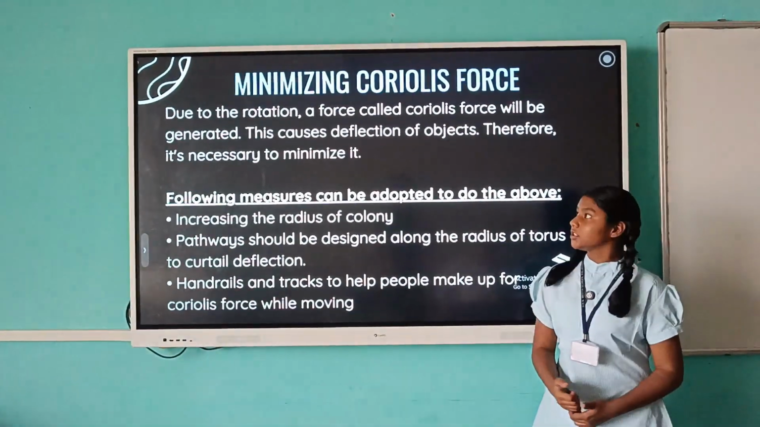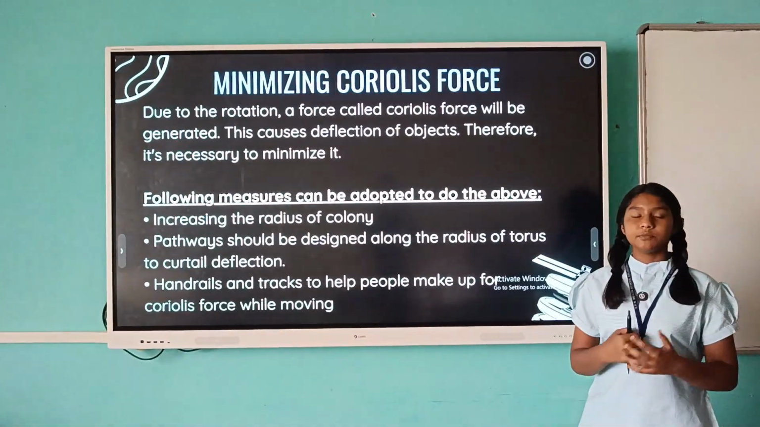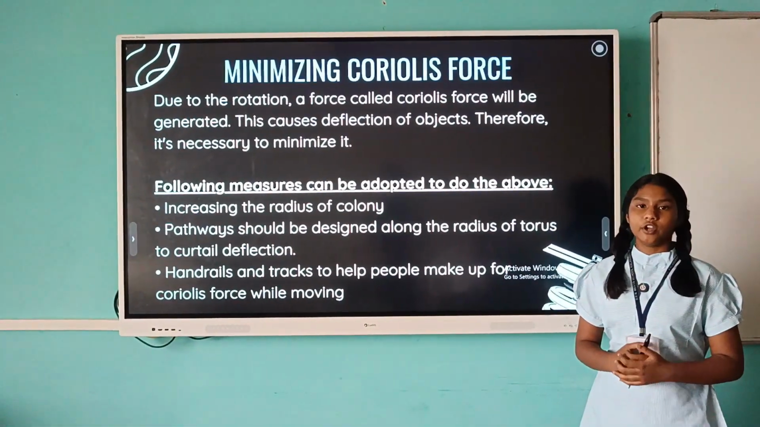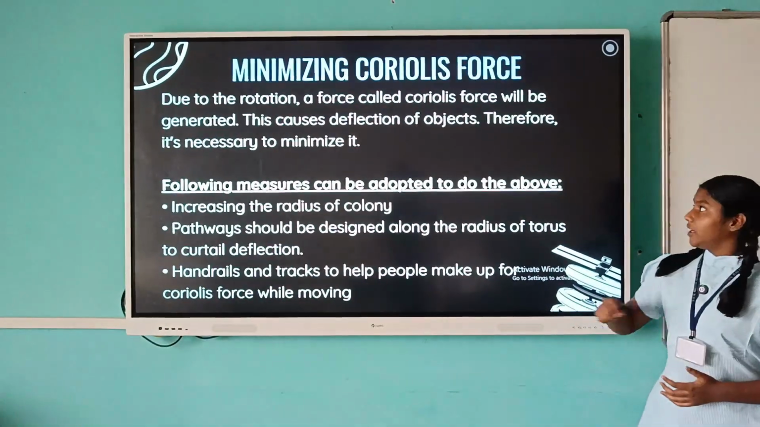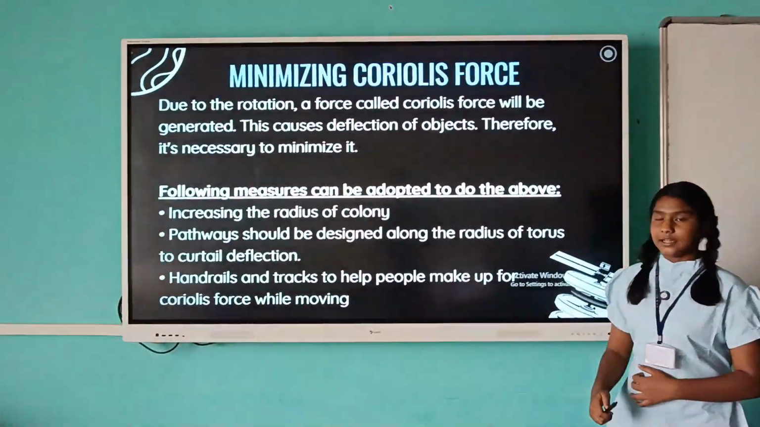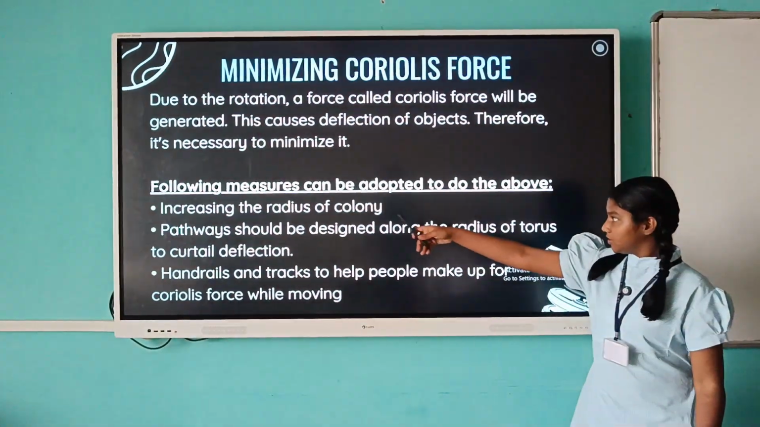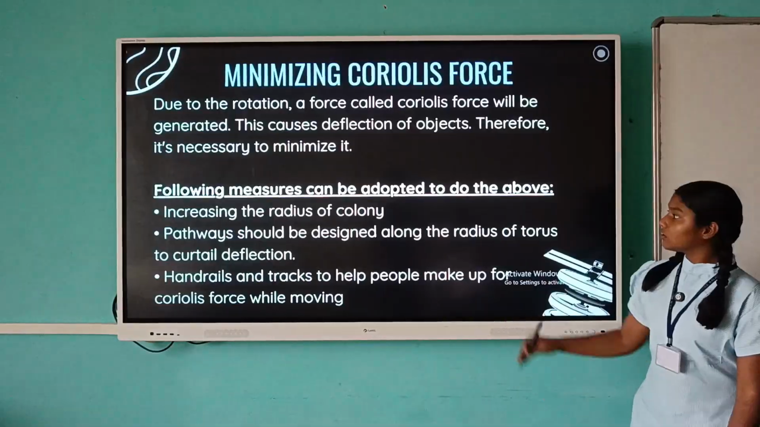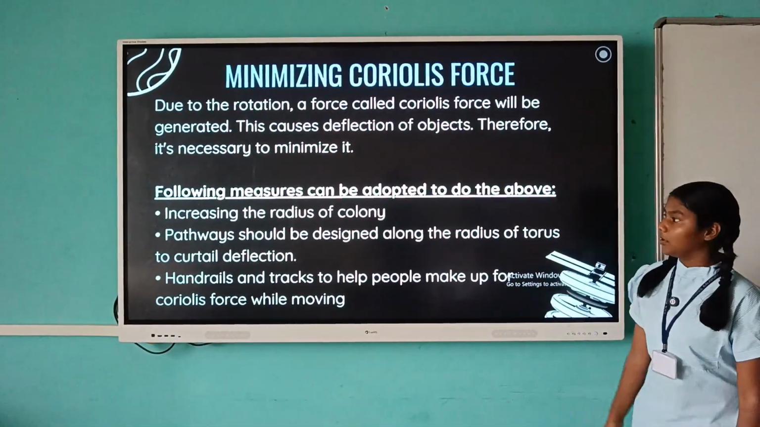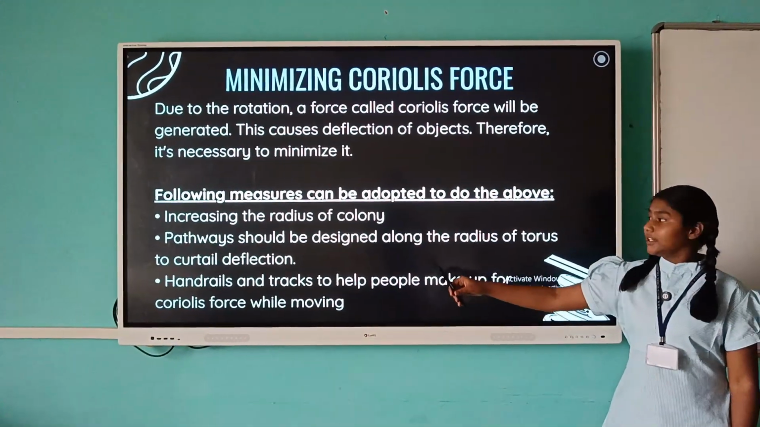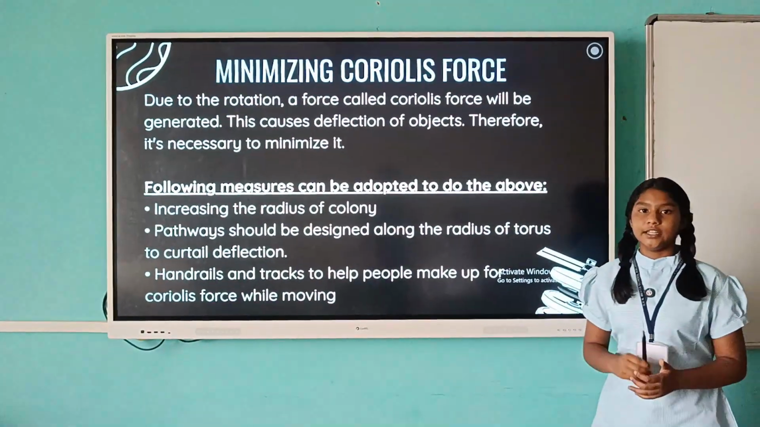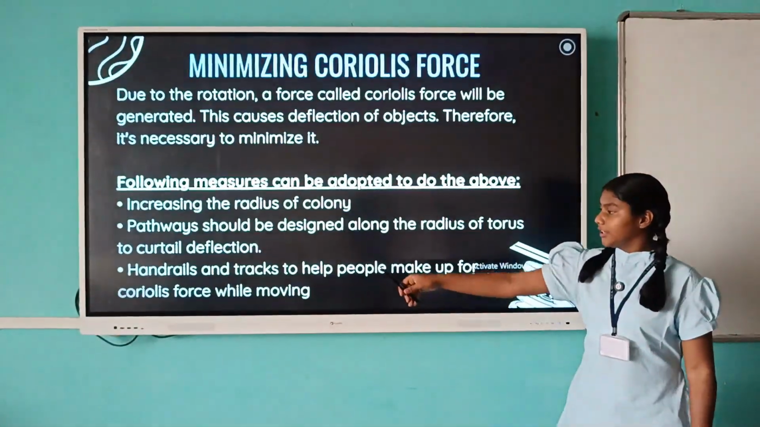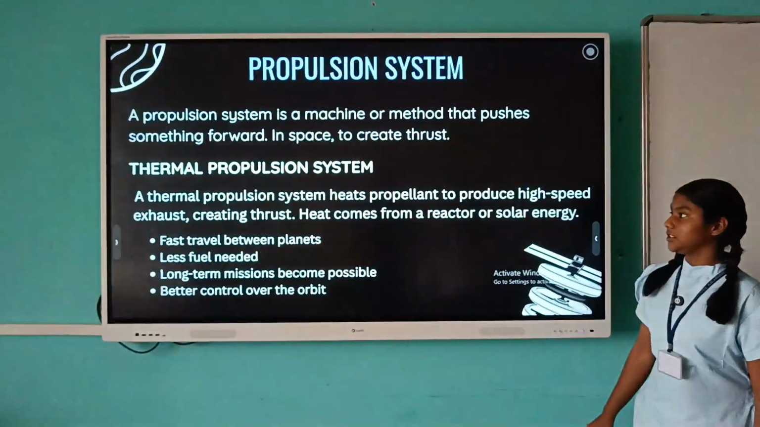Minimizing Coriolis force. Due to the rotation, a force is generated which is called Coriolis force, due to which deflection is caused. Therefore, it's very necessary to minimize it. Here are some measures which can be adopted to cure the above problem. We can increase the radius of the colony and the pathways can be designed along the radius of the torus to curtail deflection.